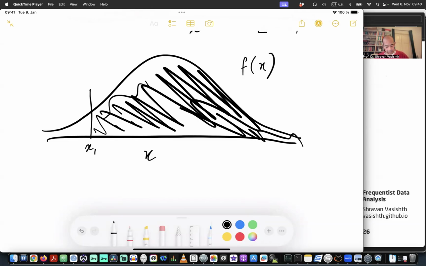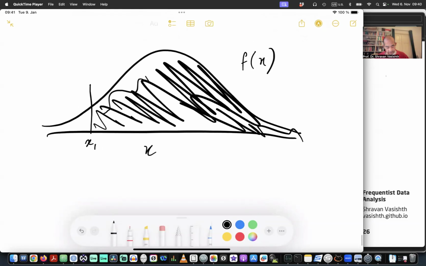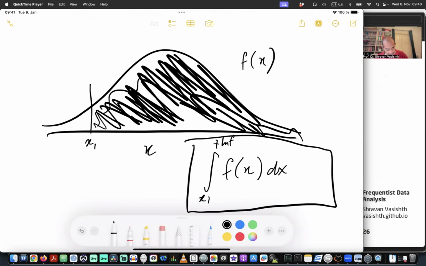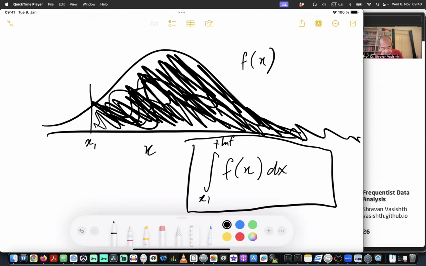Well, mathematically, the way we compute the area under the curve in a continuous distribution is by summing up the area under the curve, and that summation term is written like this. It's an integral, and so it's written like this: x1 to plus infinity, right? This mathematical statement here is calculating the area under the curve from x1 all the way up to plus infinity, right?